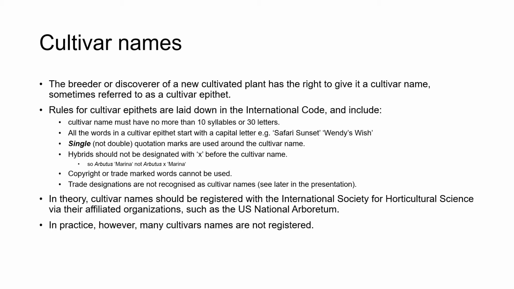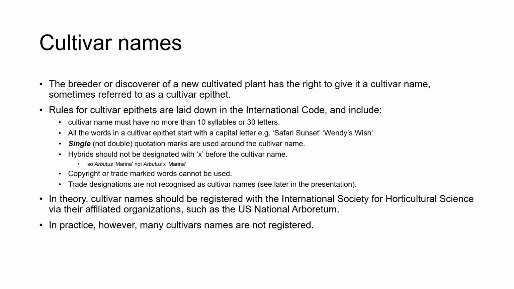The breeder or discoverer of a new cultivated plant has the right to give it a cultivar name, which is usually referred to as the cultivar epithet. Rules for cultivar epithets are laid down in the International Code, and here are some of the points that we should be aware of. Cultivar names should be in a living language, so not in Latin. This rule was brought in relatively recently, so you'll probably still come across some plants with Latinized cultivar names. This isn't wrong, it's just that they were named quite a few years ago.